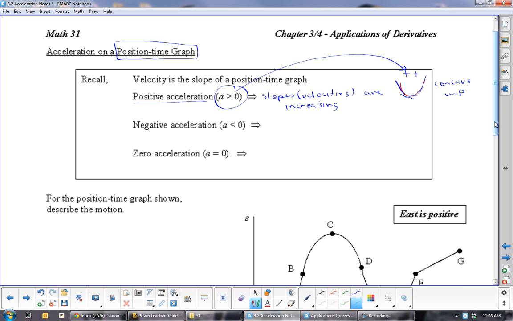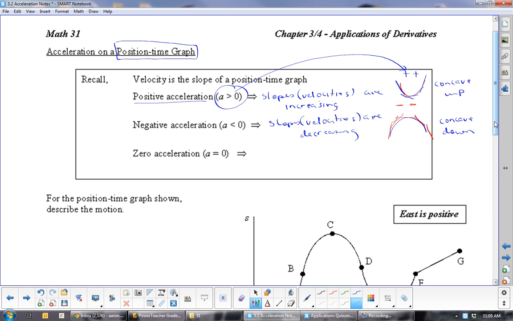Positive eyes. Now when you have negative acceleration, your slopes, velocities, are decreasing. So if you had something that looked like this, do you see how we've got a pretty positive slope? Getting a little less positive, a little less positive, 0, negative, more negative, okay? Do you see how this guy's very sad? That is concave down. It's like your umbrella. It's sad when it's raining.